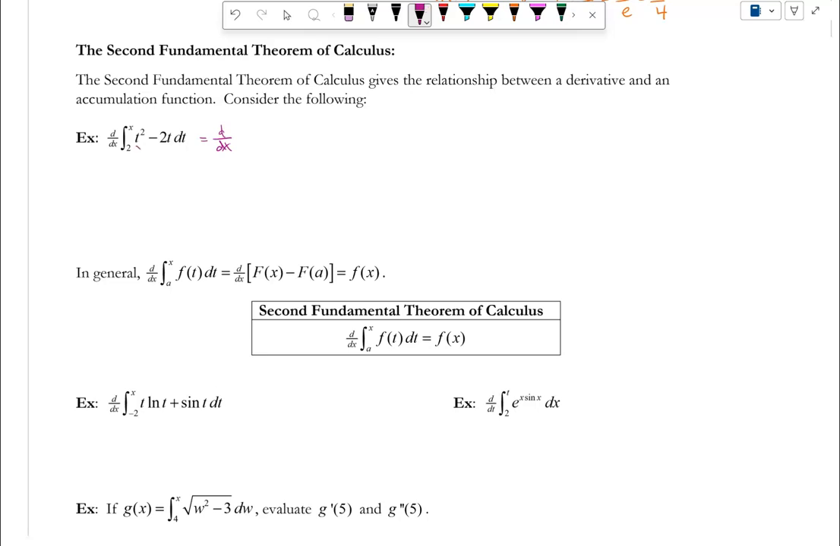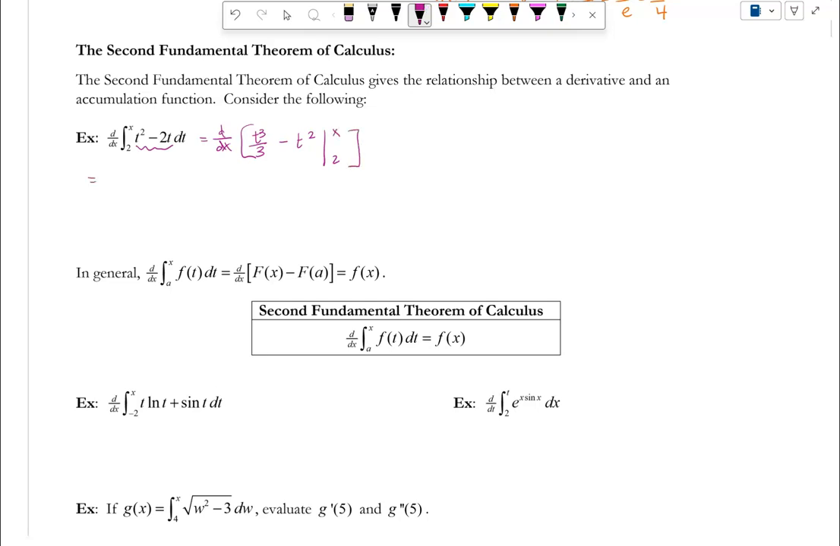And when I go ahead and find the antiderivative of this, remember I'm working with a definite integral here. So I'm going to get 1/3 t cubed, or I could write that as t cubed over 3 minus 2t squared over 2, so that just becomes minus t squared. And I'm going to evaluate that at my limits.